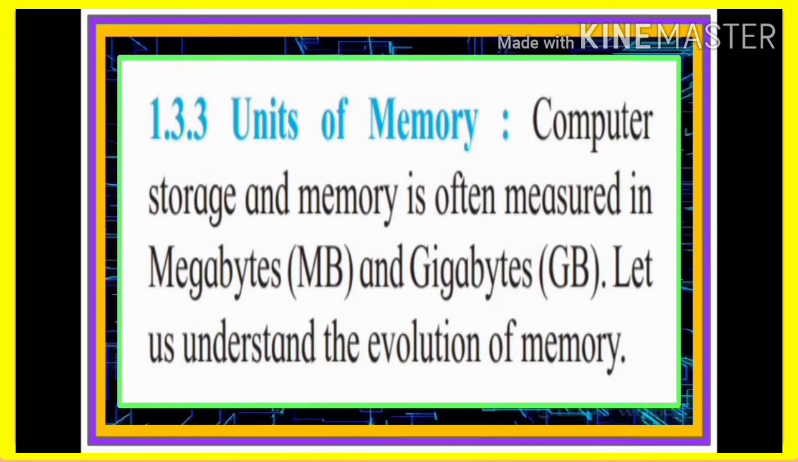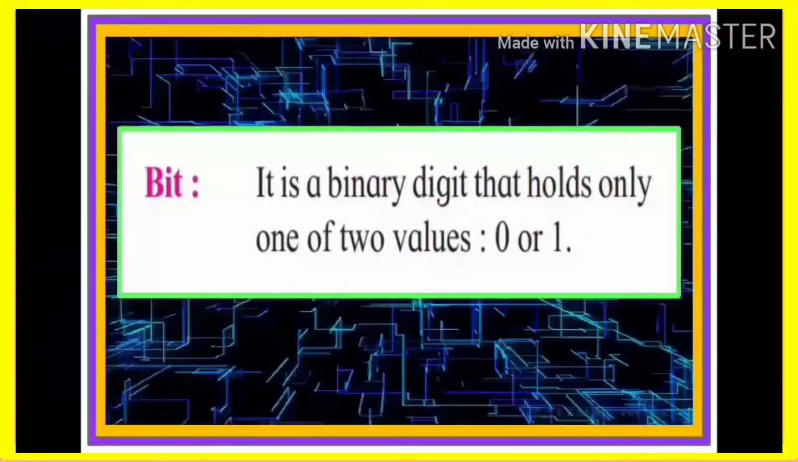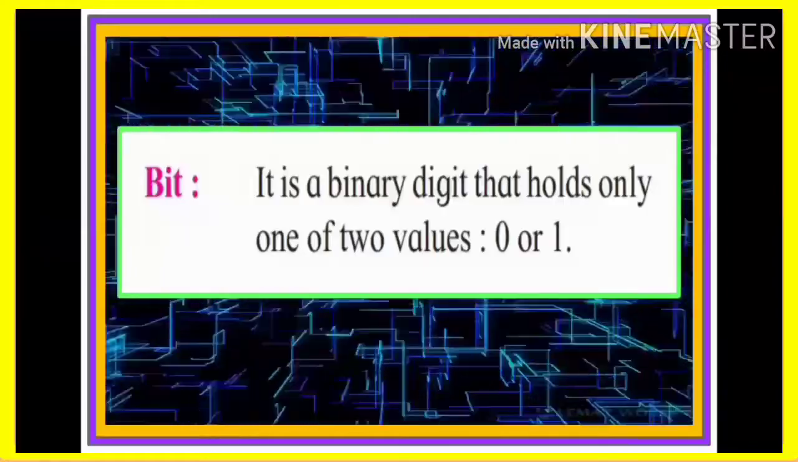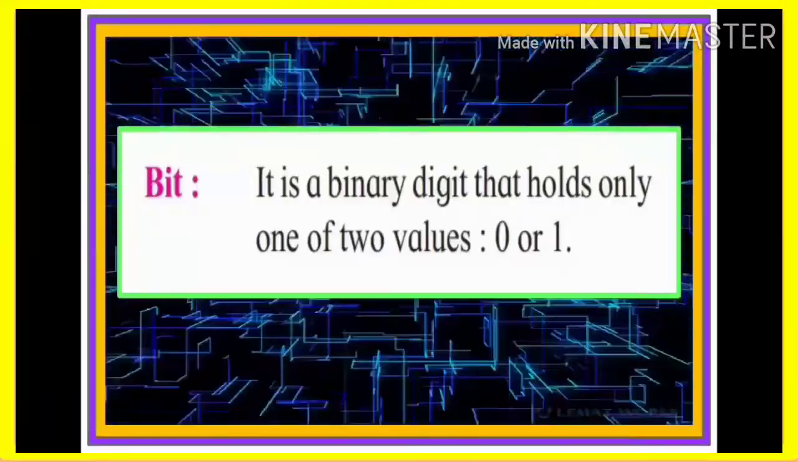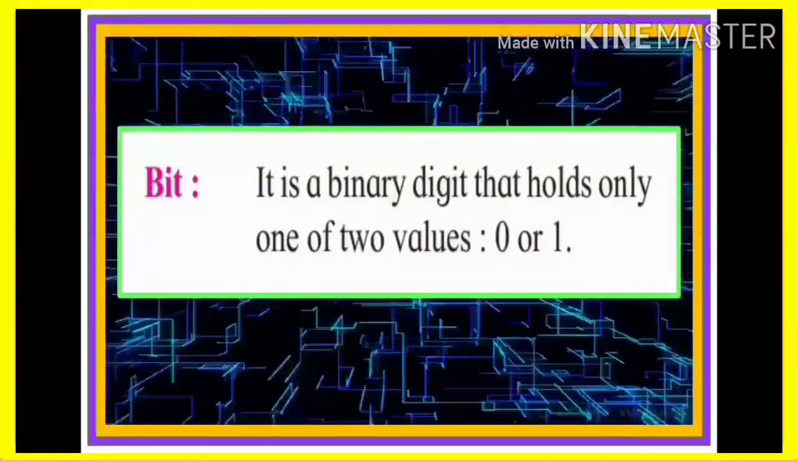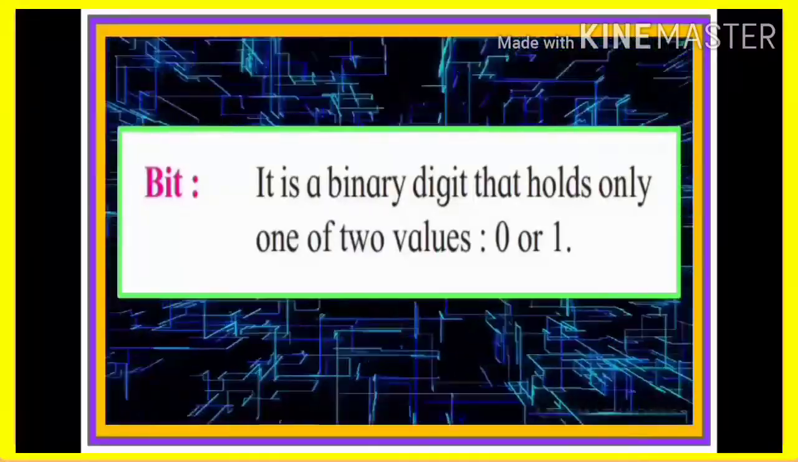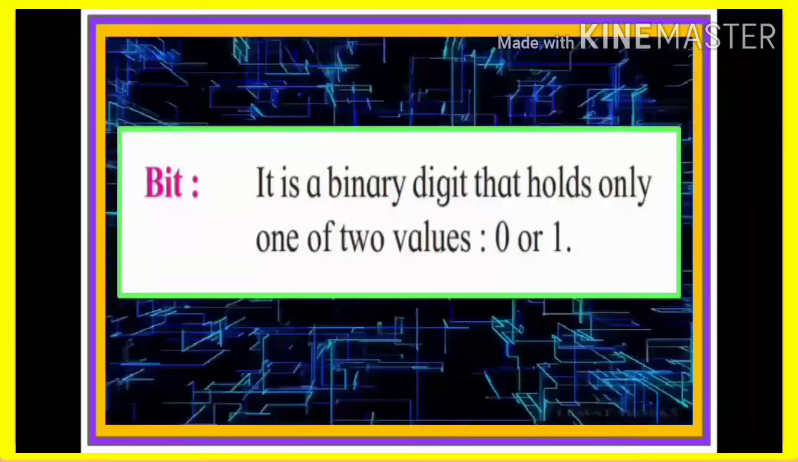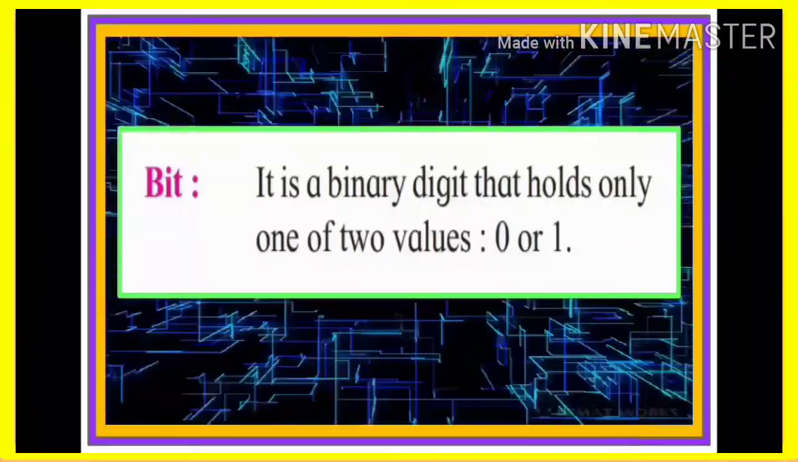Let's see the units of memory. Computer storage and memory is often measured in megabytes, that is MB, and gigabytes, that is GB. Let us understand the evolution of memory. A bit is a binary digit that holds only one of 2 values, 0 or 1. Binary language is a combination of 0 and 1. So bit is the smallest unit of memory.